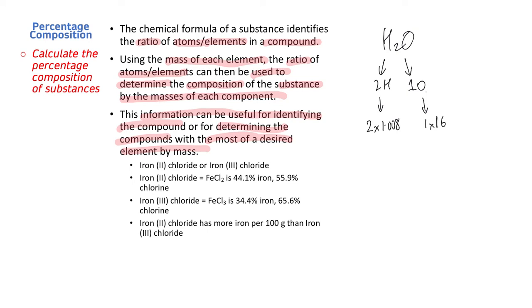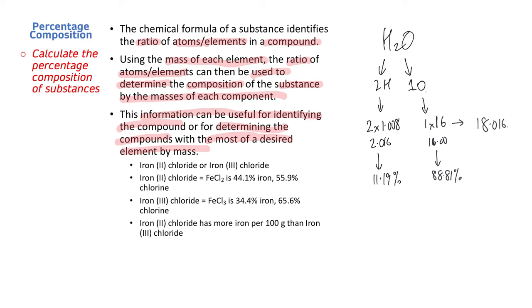So if we were to look at the water again, those relative atomic masses would equal 18.016, and out of that 18.016, 2.016 of it is hydrogen and 16.00 of it is oxygen, which translates to something like 11.19% of hydrogen, and the remainder, 88.81%, oxygen.